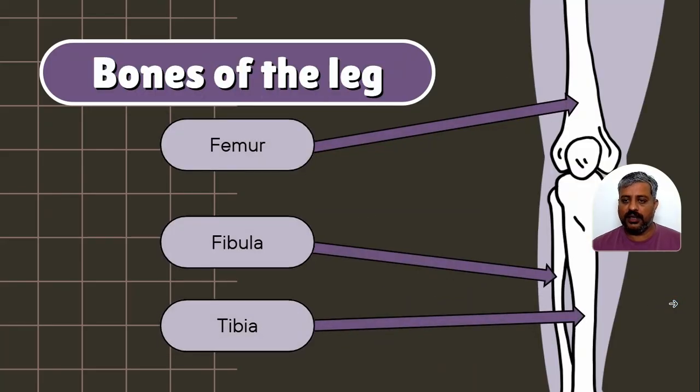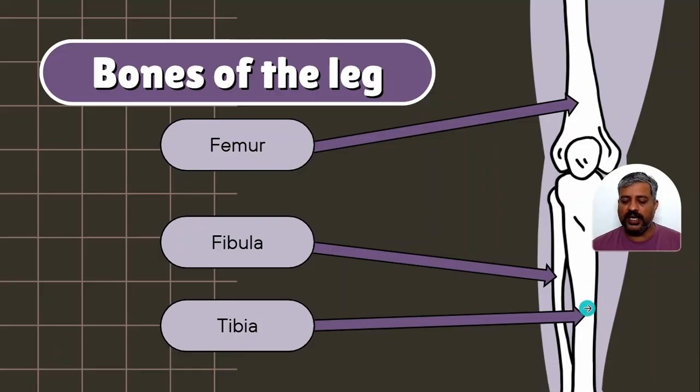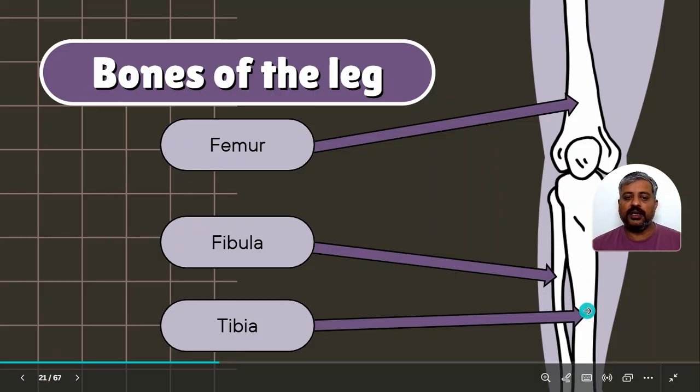Now for the leg. This is the longest bone of the body, called the femur. This is the fibula, and this is the tibia. Again, the lower part, same as in the arm, is present in the leg. It is also made from two bones, tibia and fibula.